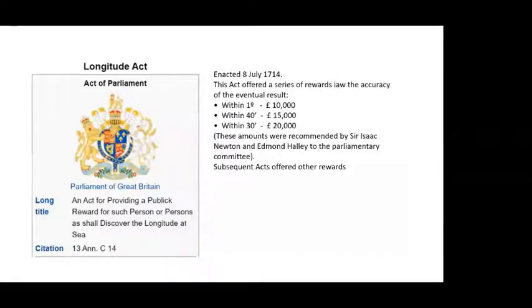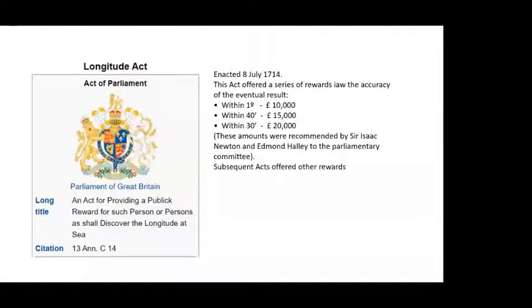In 1740, Parliament, after the investigation into the disaster at the Scilly Islands, enacted what was known as the Longitude Act. This act provided a public reward for such persons or person as shall discover the longitude at sea. The Act offered a series of awards.